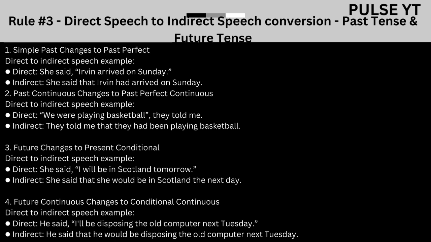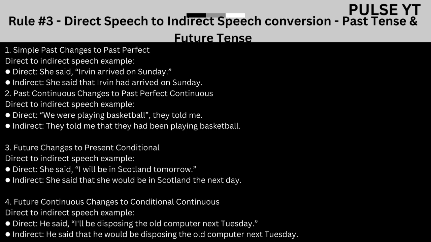Rule number 3, direct speech to indirect speech conversion, past tense and future tense. 1. Simple past changes to past perfect. Direct to indirect speech example. Direct: She said, "Irwin arrived on Sunday." Indirect: She said that Irwin had arrived on Sunday. 2. Past continuous changes to past perfect continuous. Direct to indirect speech example. Direct: "We were playing basketball," they told me. Indirect: They told me that they had been playing basketball.